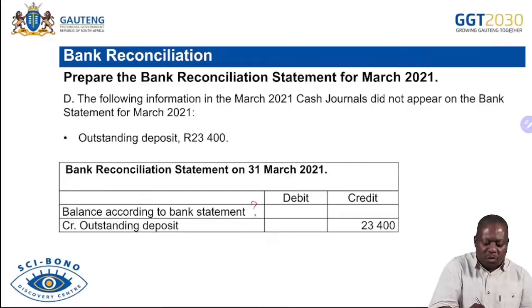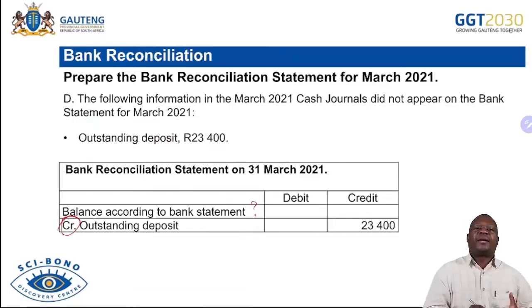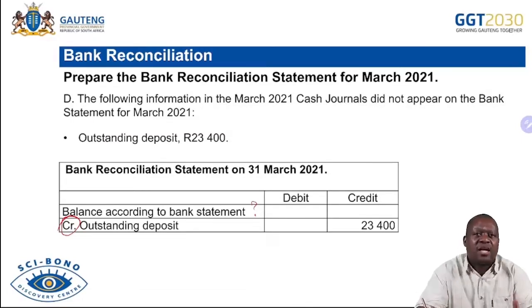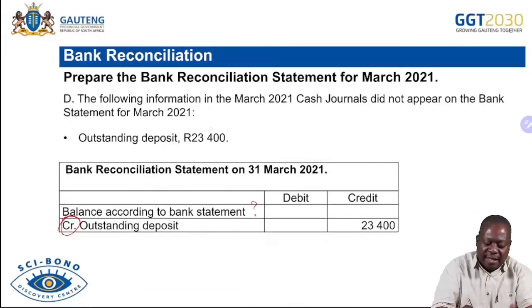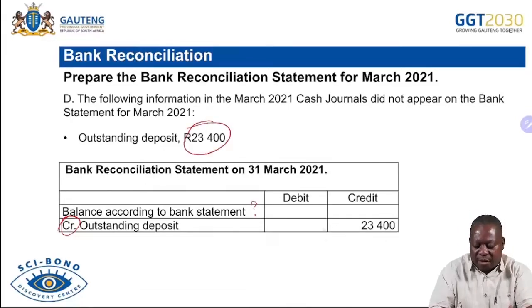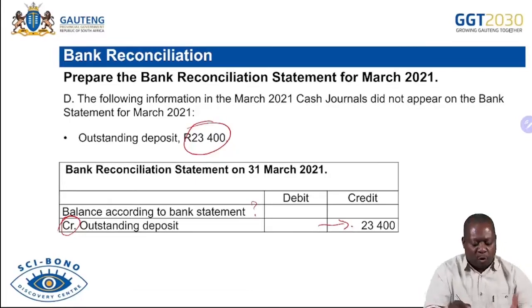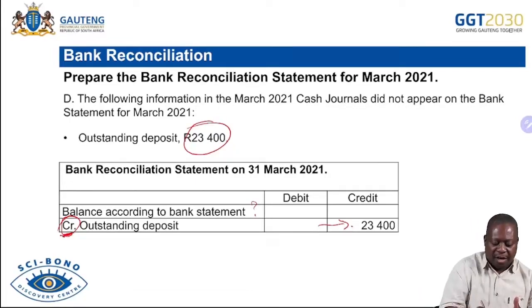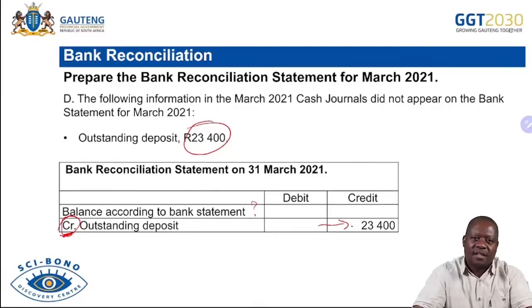But when it comes to our outstanding deposit, check what they're saying here. We credit outstanding deposit. It's a command to us, boys and girls, that we should record this on the credit side. So we are just taking the 23,400 and we are recording it on the credit side because we have been commanded to credit outstanding deposit. Don't forget, it's just a command.